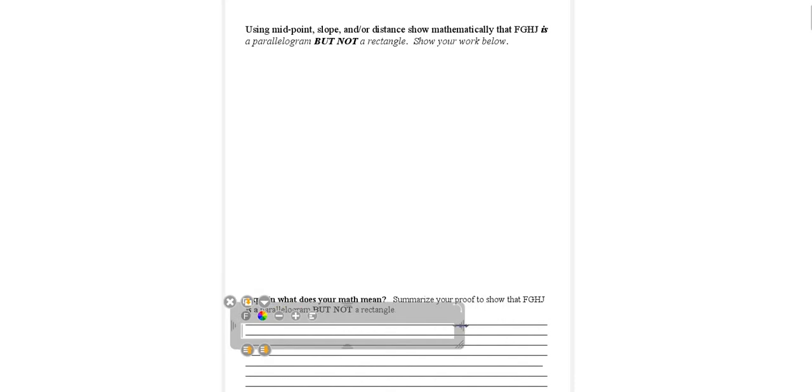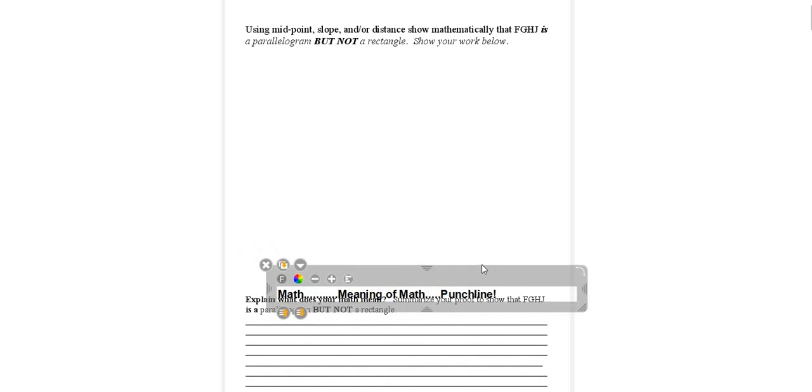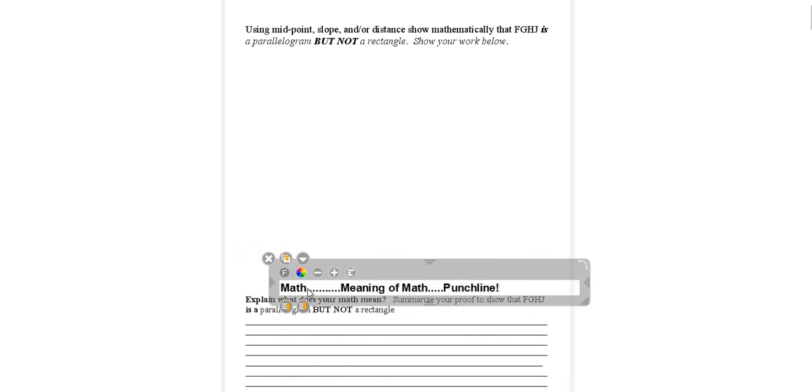Okay, so remember your sentences should have these three components. You have math. What is the math? What is the meaning of the math? And then what I call the punchline. What's your conclusion? Make sure whatever sentences you use that you have all three components: math, meaning of the math, and your punchline.